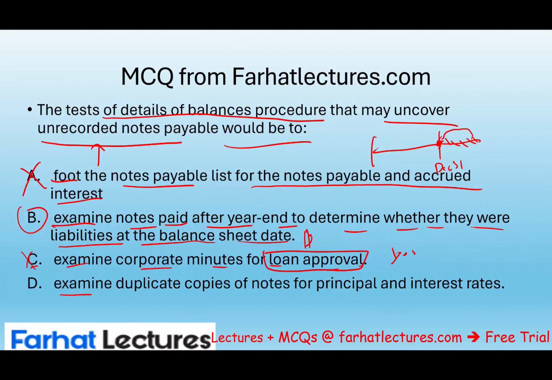D. Examine duplicate copies of notes for principal and interest rate. That's good, but how would that help? That would help with the computational aspect of the loan, accuracy, but not to uncover unrecorded loans. If they're telling you we have the note, the principal, it means it exists. It's completed, it's there, they're telling you it's there. But when you examine a payment and that payment doesn't reflect a related liability, you are looking for uncovering unrecorded notes payable. What should you do now?